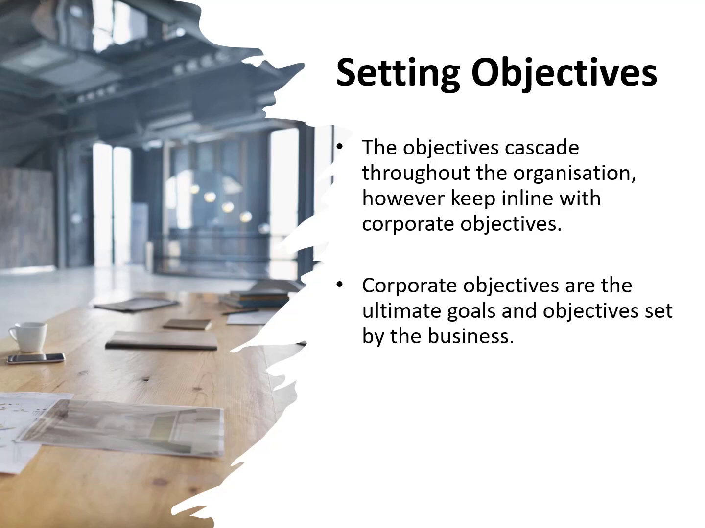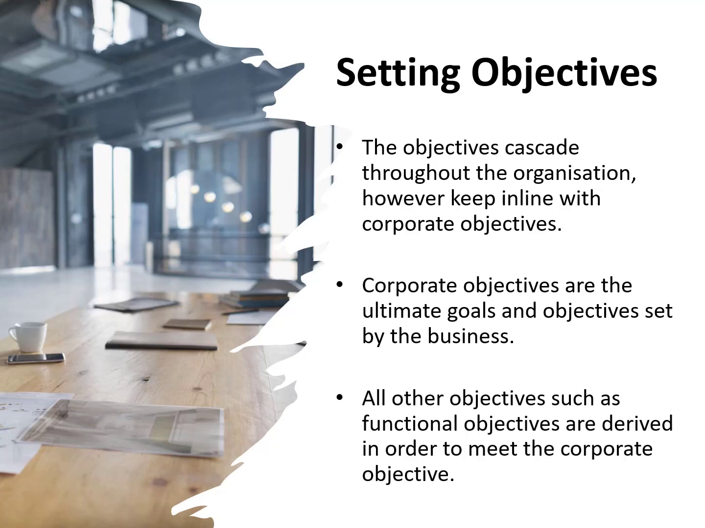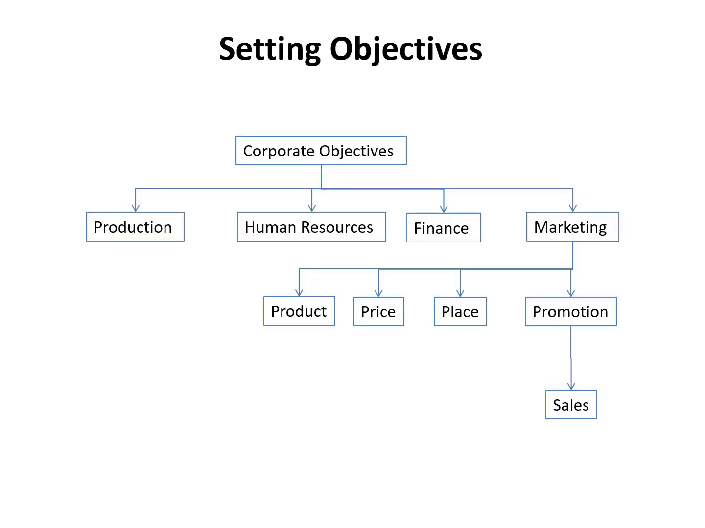Corporate objectives are the ultimate goals and objectives set by the business. So the corporate objectives is what the business is trying to do overall. And all the other objectives, such as functional objectives, are derived to meet the corporate objective. So the corporate objective is what the business is trying to do. That's the big long-term ambition of the business. Everything else feeds into that to try and help to achieve it.